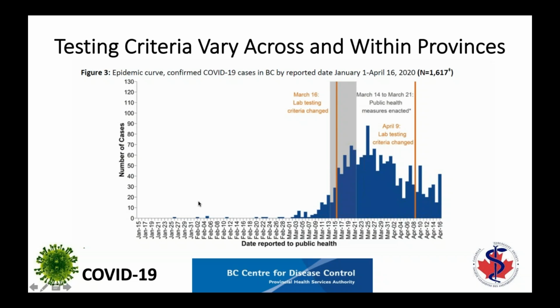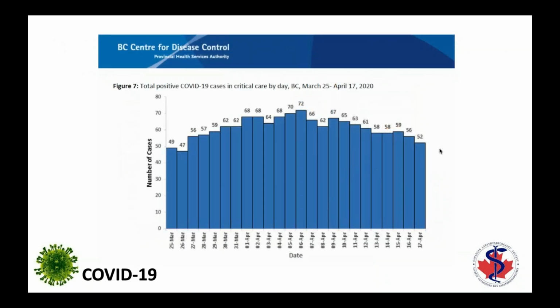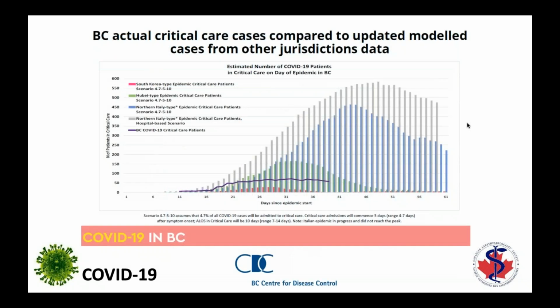So testing criteria has been variable. Recognizing the role of the test and the criteria will help interpret some of these curves. And again, as mentioned earlier, we've modified our testing criteria as well. So when interpreting epidemiological data, identify criteria that have not changed. In Canada, that is critical care. And you can see here in BC, and similar data across the country, critical care numbers are a reliable indicator for epidemiological surveillance.